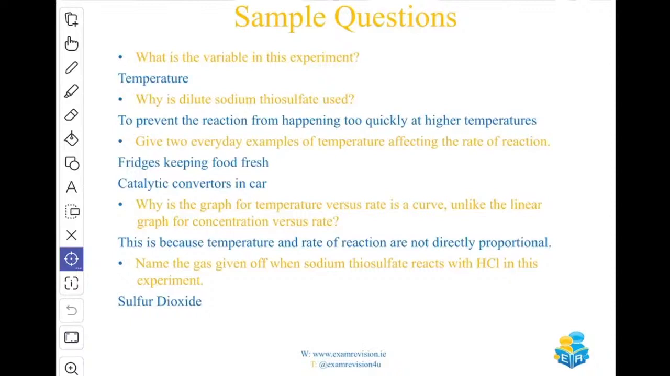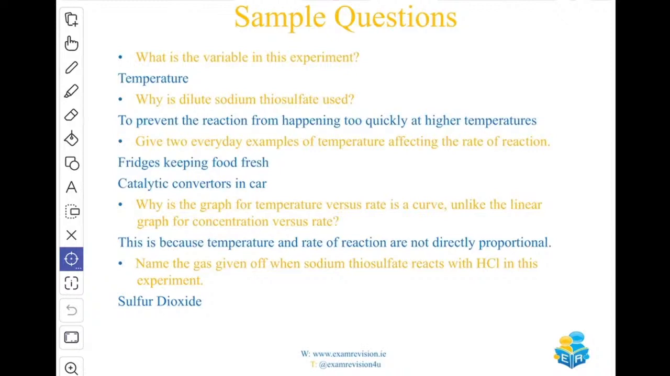Give 2 everyday examples of temperature affecting the rate of reaction. So for example, a very good one of this is fridges. Fridges have cold temperatures, so they keep your food fresh because the bacteria aren't able to grow as quickly because the temperature is quite low. So the fridge slows down the rate at which the food can decay. A similar one is catalytic converters in cars, and that's covered in the catalyst section on ExamRevision.ie.